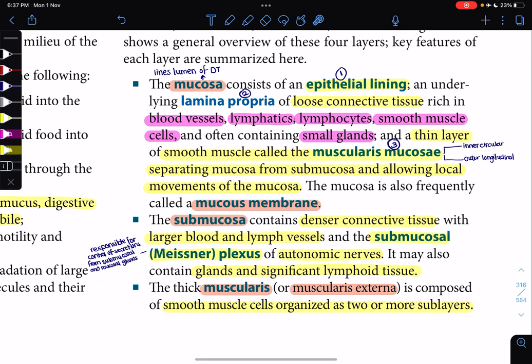بالميكوزا احنا حكينا انه في عندنا glands, sometimes بيكون في عندنا glands. نفس الشيء بالسبميكوزا. هون اسمهم mucosal glands وهون اسمهم submucosal glands. يعني هون مكتوب it may also contain glands and significant lymphoid tissue.